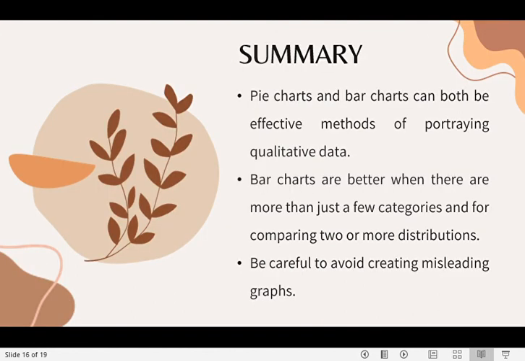As a summary, pie charts and bar charts can both be effective methods of portraying qualitative data. Because what is qualitative data? Let us say, for example, the kind of games being played is a kind of qualitative data. However, what makes it quantitative is the number of persons who play that card. Bar charts are better when there are more than just a few categories and for comparing two or more distributions. Be careful to avoid creating misleading graphs.